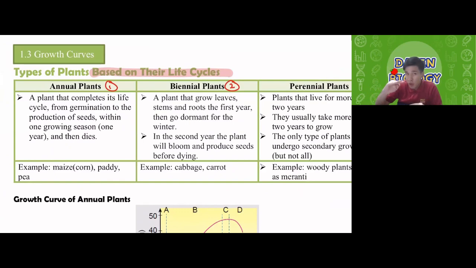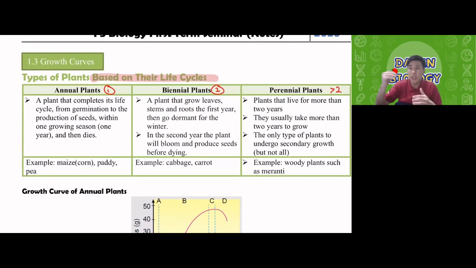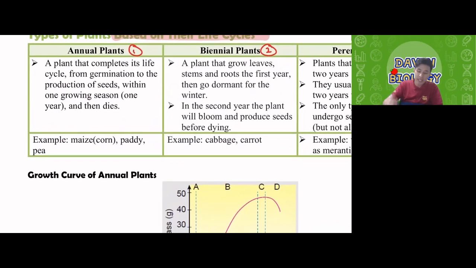They're actually very small. Why can't they undergo secondary growth? Because secondary growth takes many years to form a woody stem. But if you only live 1 to 2 years, then die, there's no time for secondary growth. So for the examples, annual plants, usually their shape is like that. The most common examples are corn and paddy.